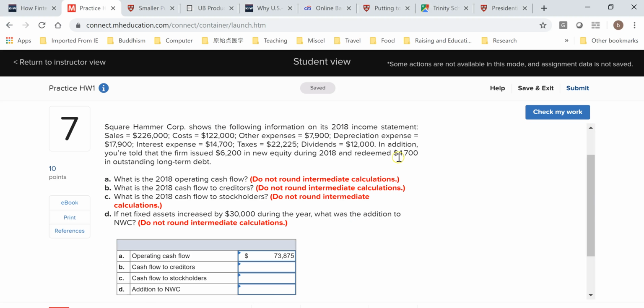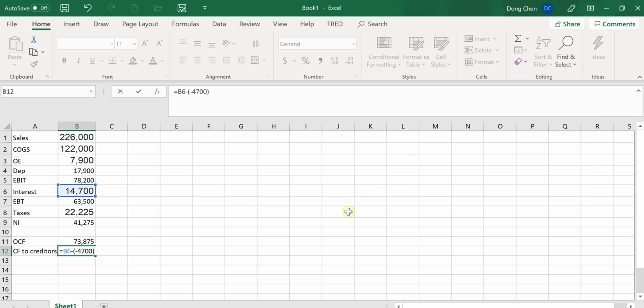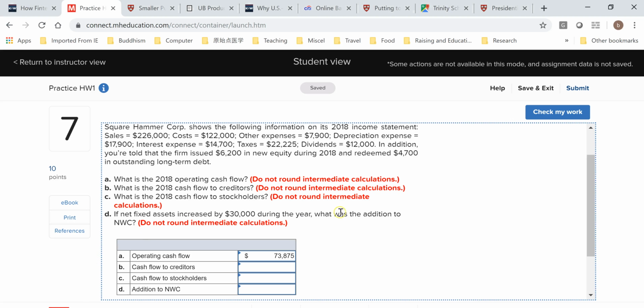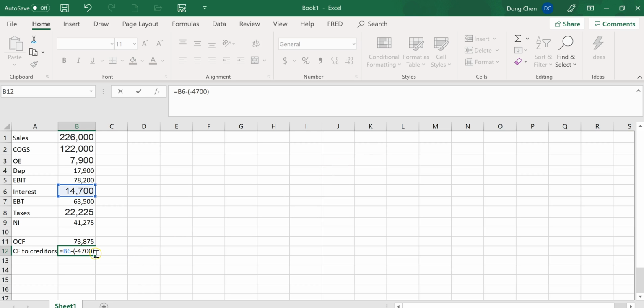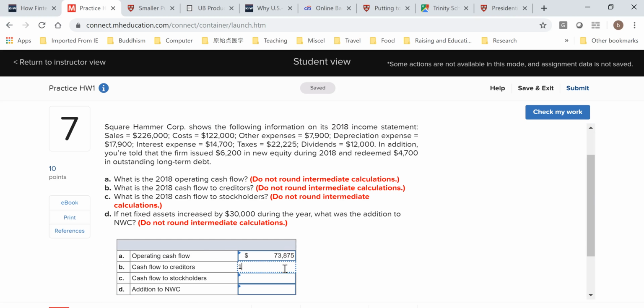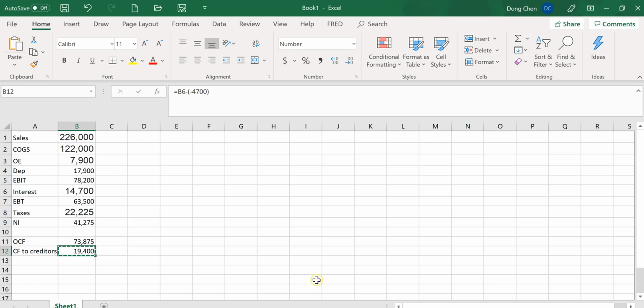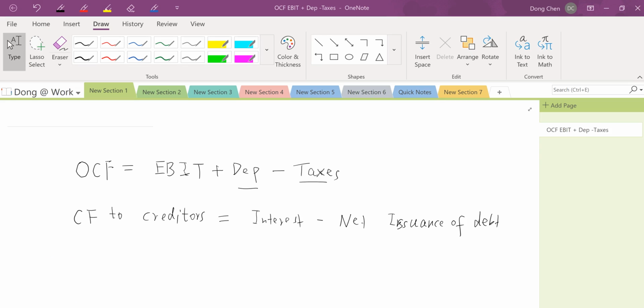Just double check the number. Yes, 4,700, not 1,000. Why is it negative? Because this is redeemed. So redeemed is the negative of the issuance. So we have to subtract a negative there, and then negative becomes positive. So eventually I have to type this, I guess. My cash flow to creditors is 19,400.